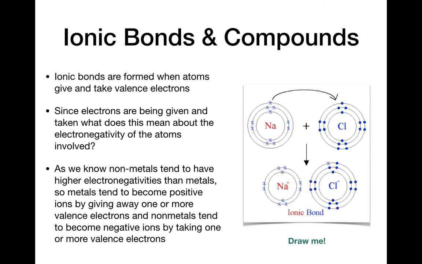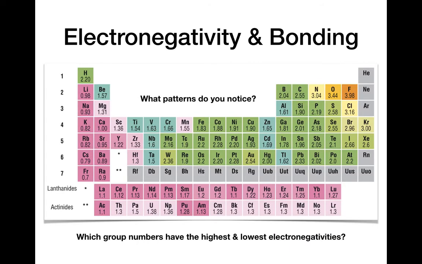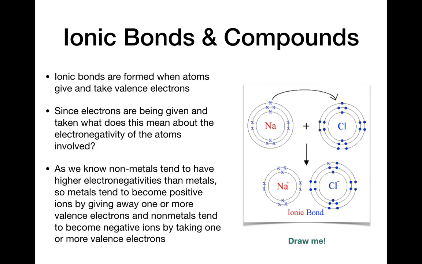So if we go back for a second to our table here, look at sodium, 0.93, and look at chlorine, 3.16. Of course, chlorine is going to steal from sodium. Chlorine is way stronger than sodium when it comes to electronegativity. Okay, so please draw this diagram. I recommend you use colors to help show the electrons. And make sure you put the charges, positive and negative. That's really important.